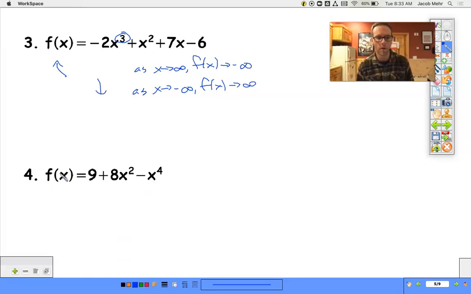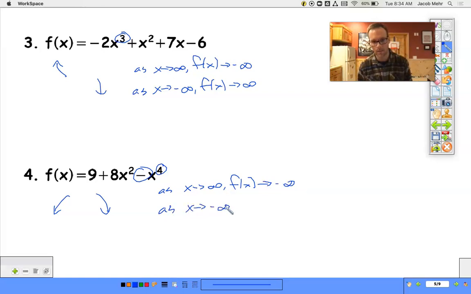All right, number 4. What's the degree on this one? Biggest exponent? 4. Even. Either both up, both down. Leading coefficient, what's in front of that? I see a negative. That tells me both down. So it's going to be something like this, something like that. As x goes to infinity, f of x goes to negative infinity. As x goes to negative infinity, f of x goes to negative infinity.